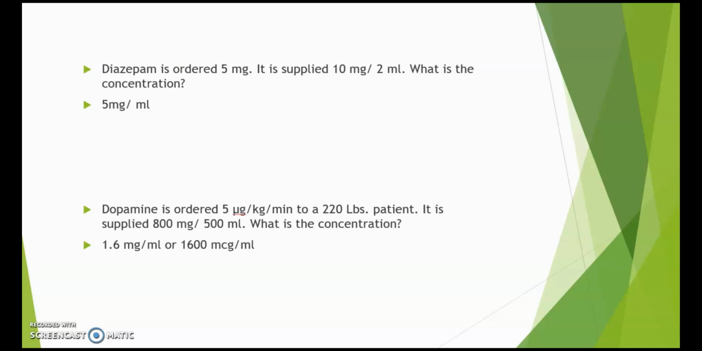Diazepam is ordered 5 mg. It is supplied 10 mg per 2 ml. What is the concentration? The concentration is 5 mg per ml. Dopamine is ordered 5 mcg per kilogram per minute to a 200-pound patient. It is supplied 800 mg per 500 ml. In this case, what is the concentration? The concentration is 1.6 mg per ml, or 1,600 mcg per ml.